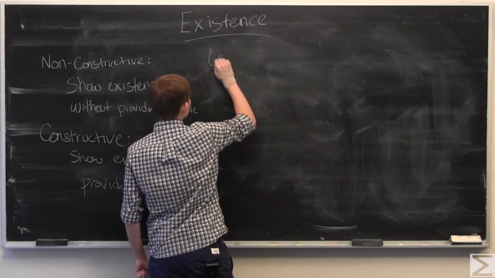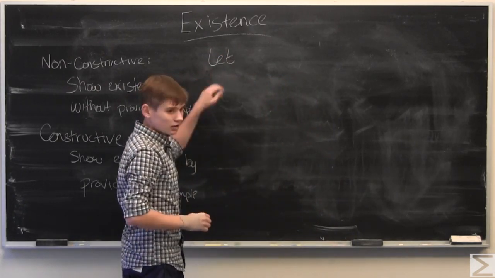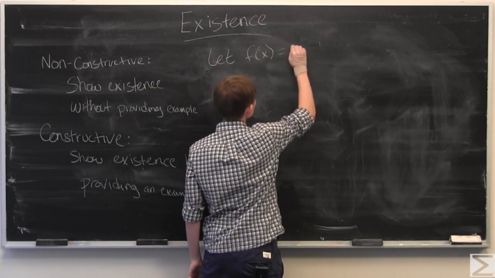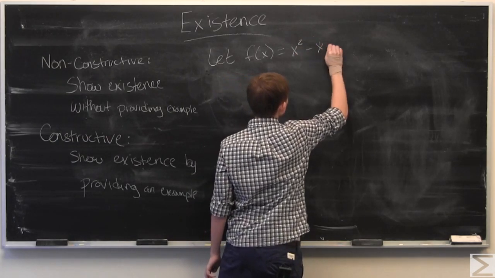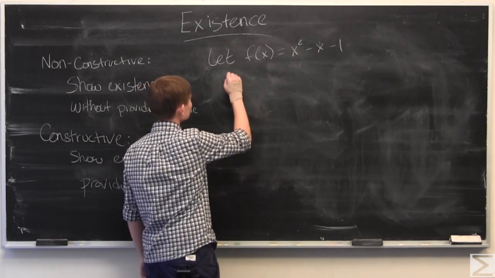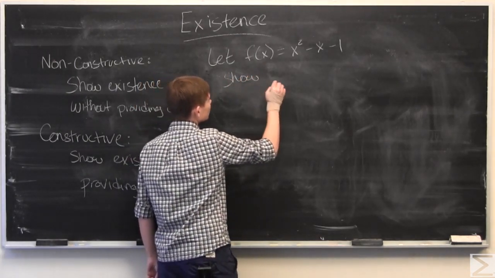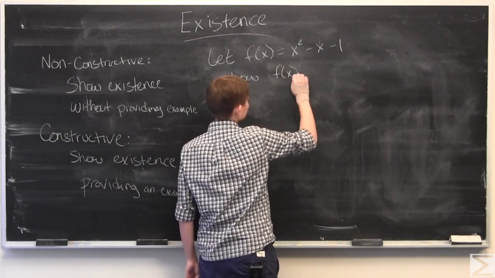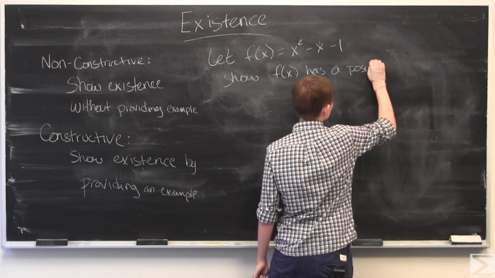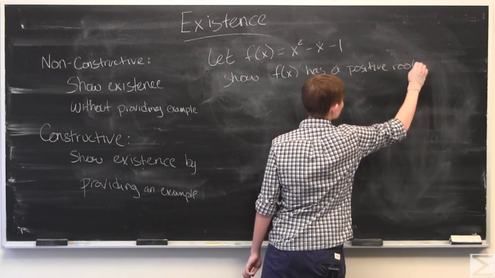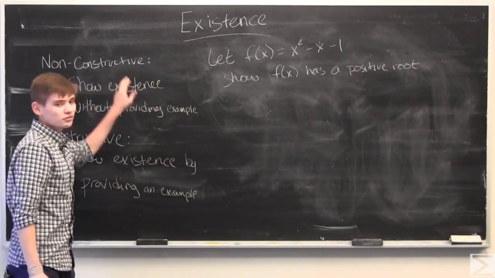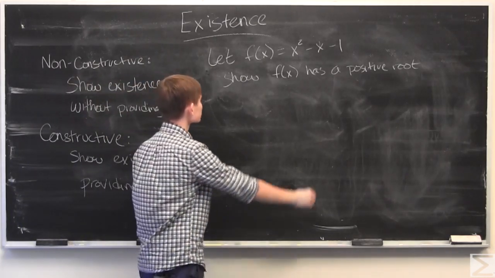So let's have our P statement, or our assumption, be: let f of x equal x squared minus x minus 1. And we want to show that f of x has a positive root. To do this non-constructively, we will start by plugging in some numbers.